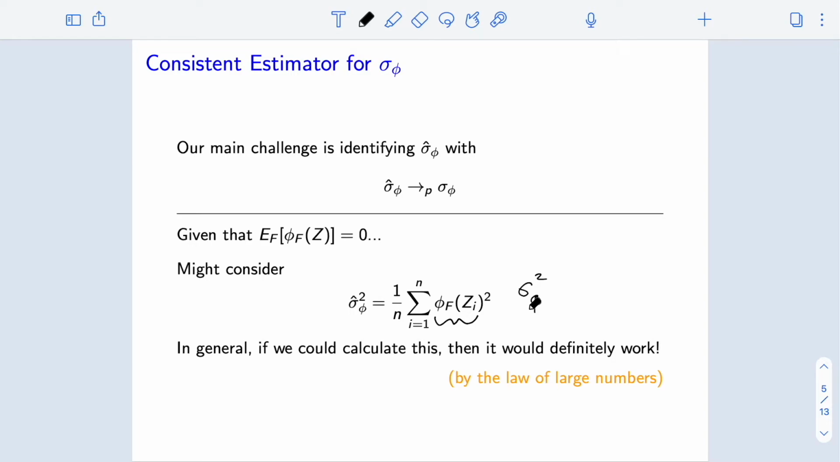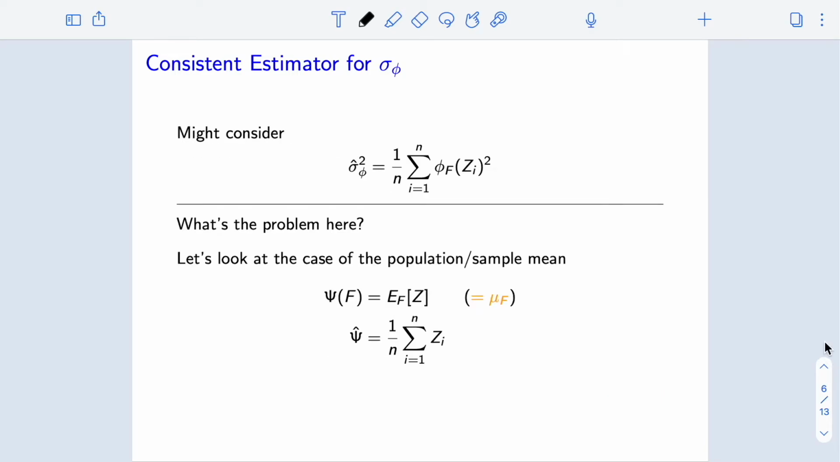However, we will see that there's a problem in trying to do this calculation. The problem is that this quantity phi sub f of zi depends generally on elements of f that we don't a priori have access to, that we don't know, and we're going to need to estimate. So again, this estimator doesn't quite work, and we'll look at it in an example and see how we can modify it to make it work.